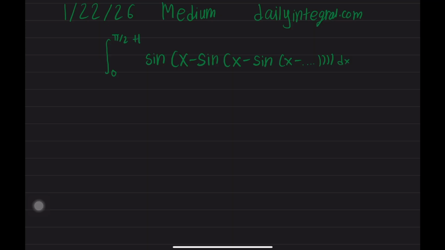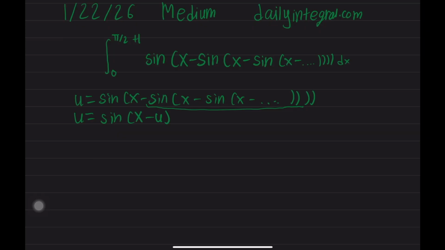So, let's start. Let u equal this nested sine: sine of x minus sine of x minus sine of x minus, and this goes on and on and on, right? Now what we can observe is that since this nested sine goes on infinitely, this whole thing is the same as if we start from here and go on infinitely. So u is the same as sine of x minus u.